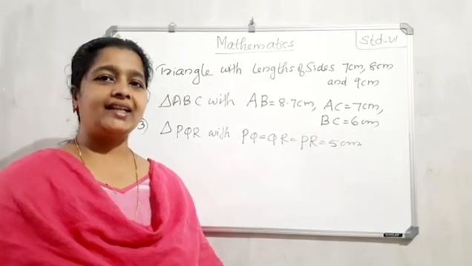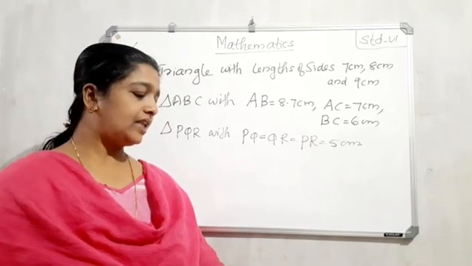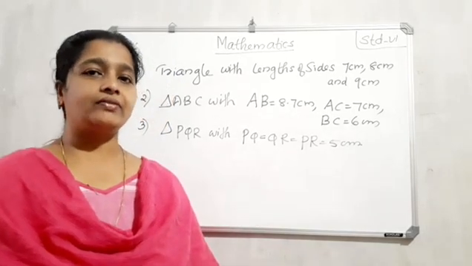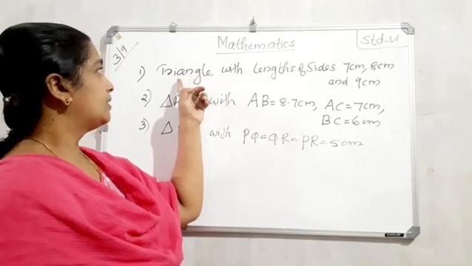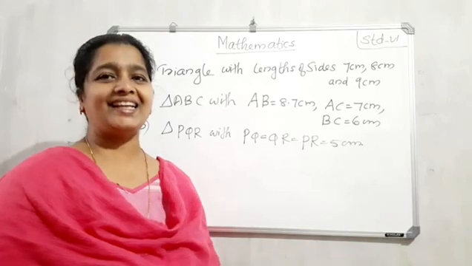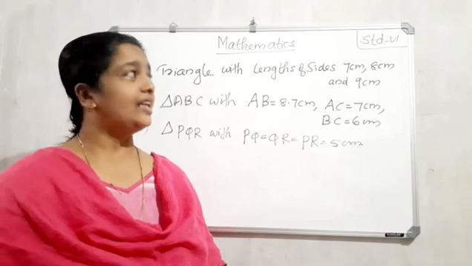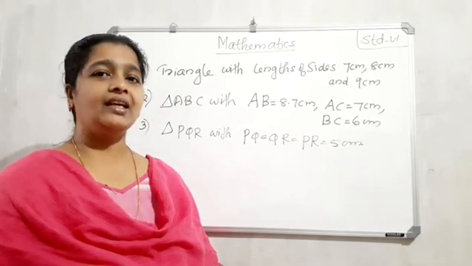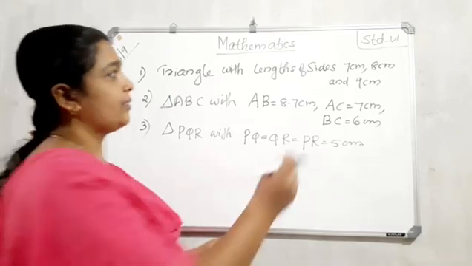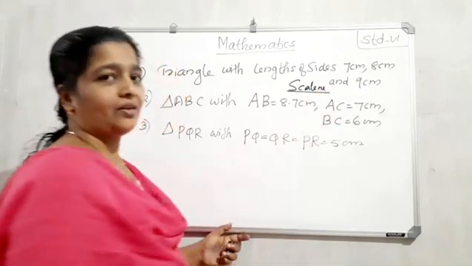Page number 103, exercise 5.6. Name the types of the following triangles. You want to write the name of the triangle. Which type is a triangle with the lengths of sides 7 cm, 8 cm and 9 cm? Here, are the lengths equal or not equal? Anybody can say? Yes, unequal. Then we can say that the triangle is known as a scalene triangle. Understand which type that is known as? Scalene triangle. Clear?